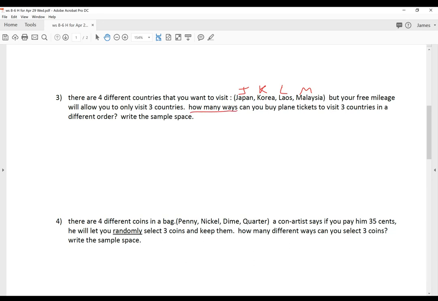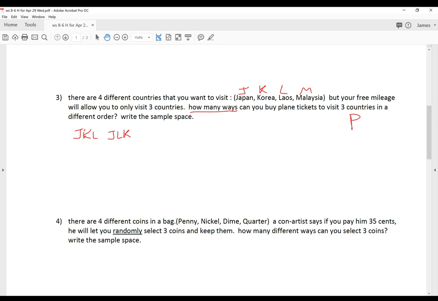Let's just say I chose Japan, Korea, and Laos. If you switch around, if you go Japan, Laos, and Korea, it's a different plane ticket, right? You have to buy different days, so it should count separately. So in that case, that's a permutation.